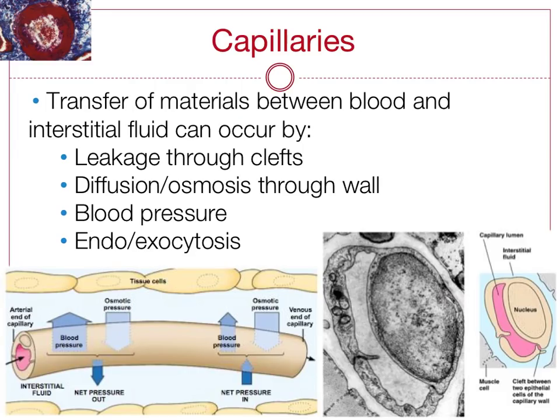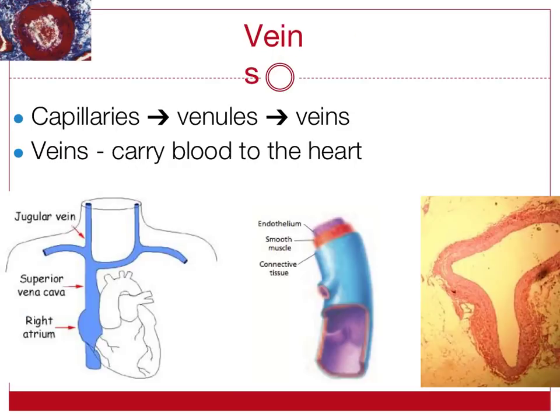So this could happen via many mechanisms. You can get leakage of nutrients and gases through little openings called clefts in the capillary walls. This could happen via diffusion or osmosis. If blood pressure is high enough, it could force things out of the capillaries and into cells, or it could happen via endocytosis and exocytosis.